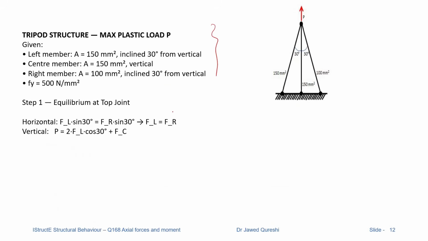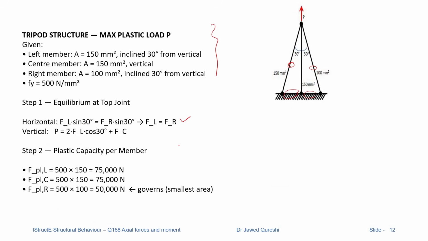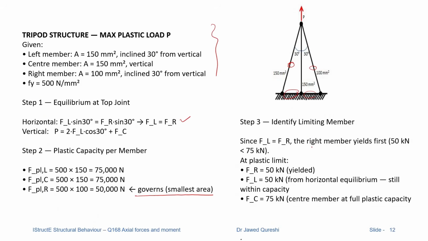And for equilibrium of the joint, we say there are horizontal forces in these members and there are vertical forces. The vertical is the vertical component of left and right, and these two forces are equal. And then we work out capacity, but the right member will govern because it's got the smallest area. That will be the critical member. And for equilibrium, the right member yields first.